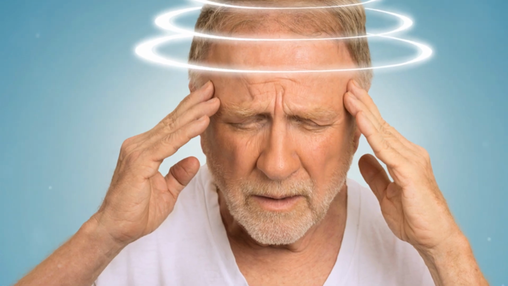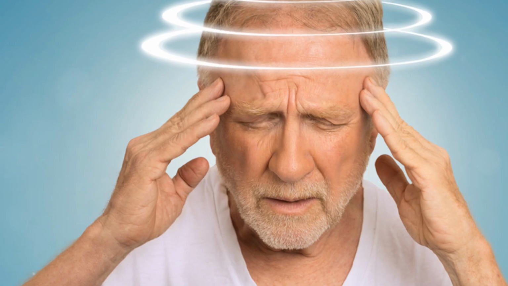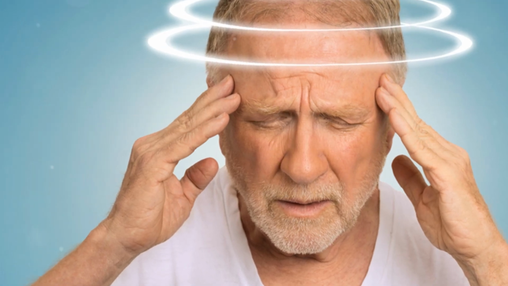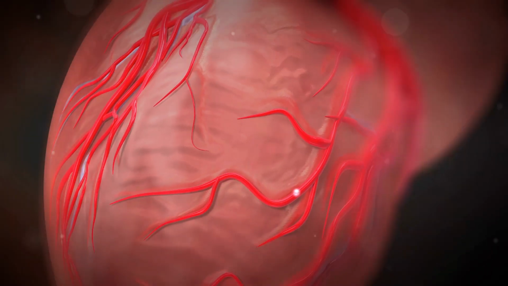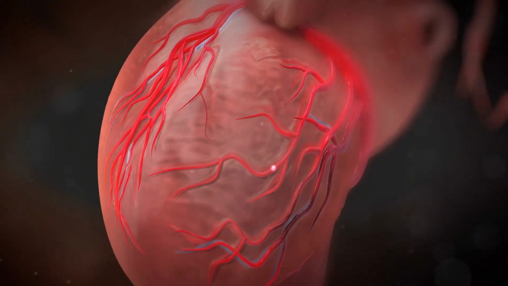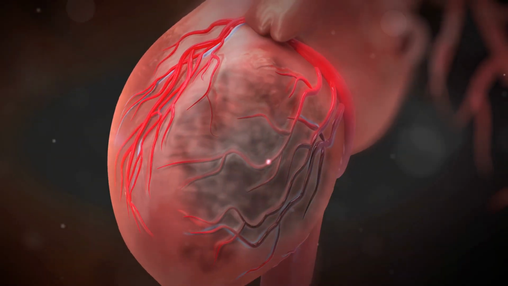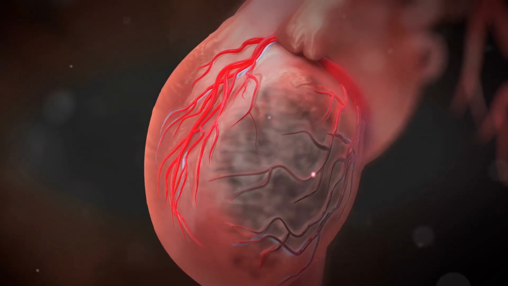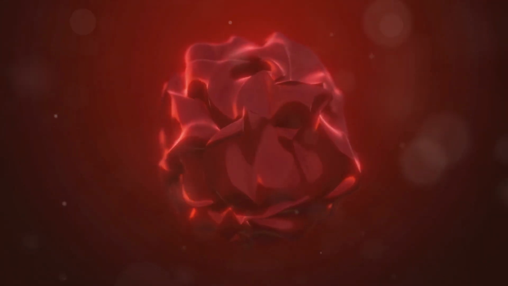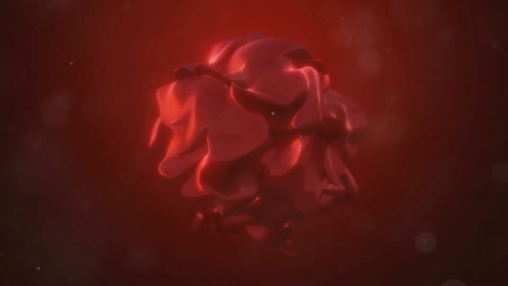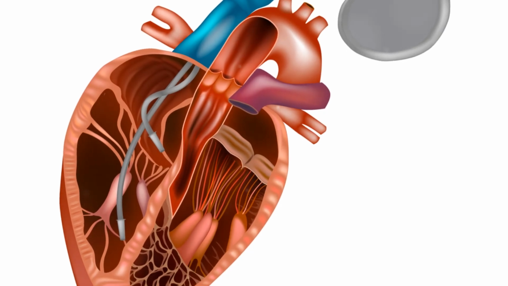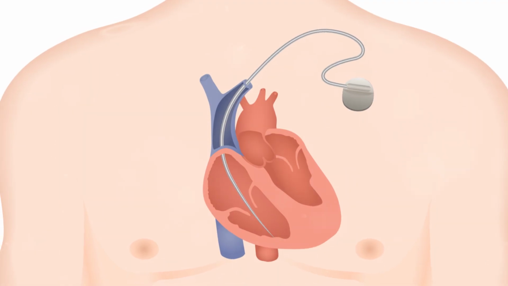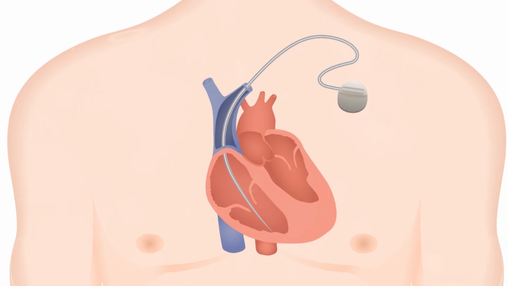Mobitz II can lead to more significant symptoms such as fatigue, lightheadedness, syncope, which is fainting, and even sudden cardiac arrest. This type of block indicates more severe underlying damage to the heart's conduction system and is often associated with structural heart disease. Because Mobitz II can progress to a complete heart block, it requires more aggressive management. Immediate medical attention is necessary, and the use of a pacemaker is often recommended to ensure a consistent heart rhythm.